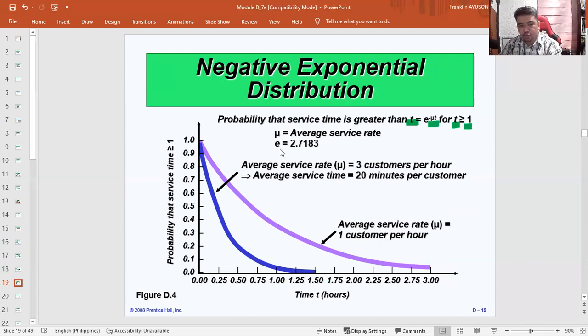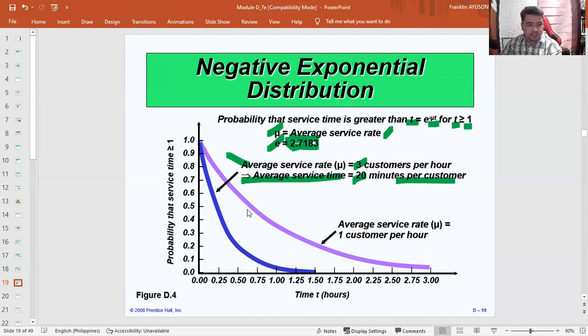So we'll have to use the average service rate times the Euler's number. So multiplying it via the Euler's number, we can determine, for example, 3 customers per hour with 20 minutes per customer. That would be your average service rate and average service time. So ito ginagamit natin. Importante itong constant number na to, to determine the average service rate and average service time.